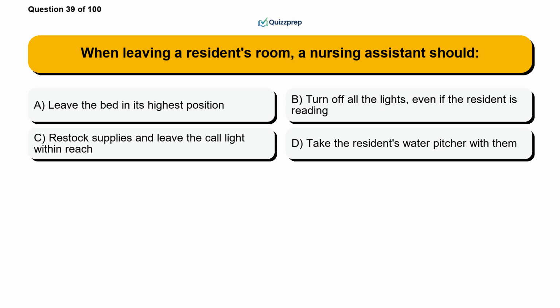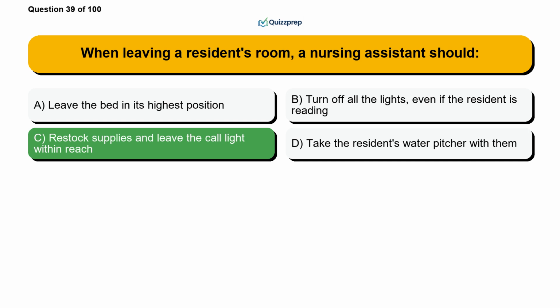Question 39. When leaving a resident's room, a nursing assistant should: Option A, leave the bed in its highest position. Option B, turn off all the lights, even if the resident is reading. Option C, restock supplies and leave the call light within reach. Option D, take the resident's water pitcher with them.